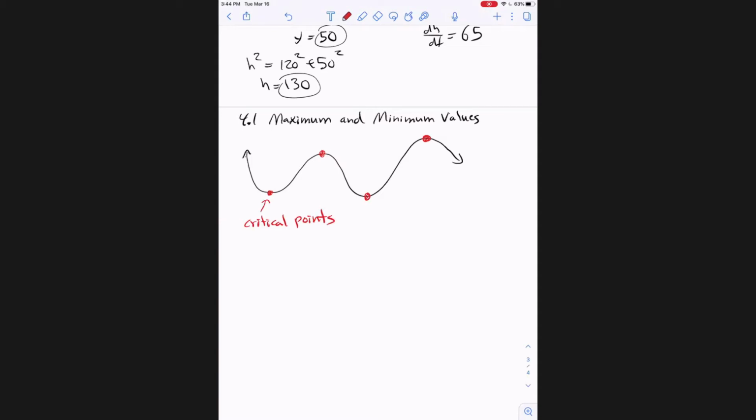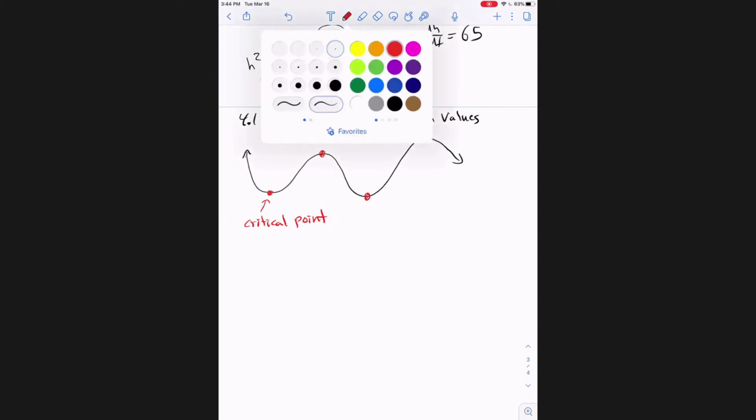Now, it just happens that at this critical point, notice it's the lowest point in its area. Not the whole function, but in its local area, and we call that a relative or local min. This would be a relative or local max. We're going to talk more about that in a future section, but right now just focus on it being a critical point. Now, let me give you another graph.